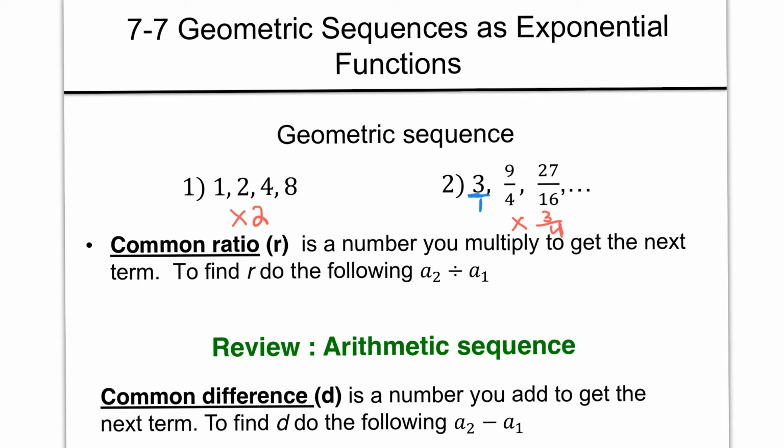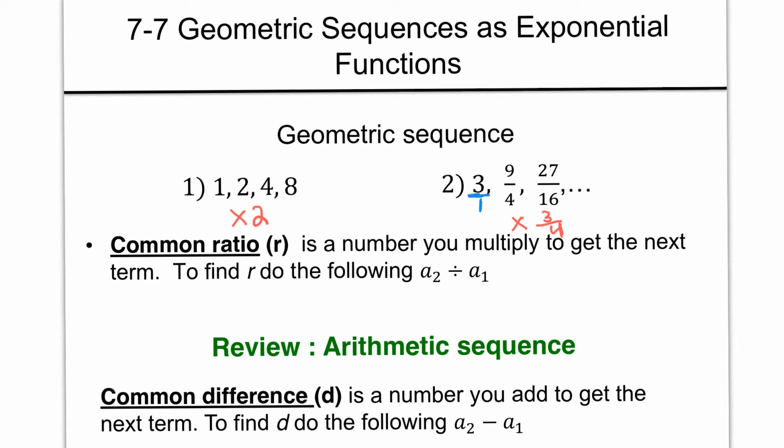Now, the number that you use to multiply to get the next number has a name. The name is common ratio, and the variable is r. The common ratio is the number that you multiply by to get to the next term. Terms are just the numbers in the list. The first number is your first term, the second number is your second term, then the third term, the fourth term, and so on and so on. So you have different terms.